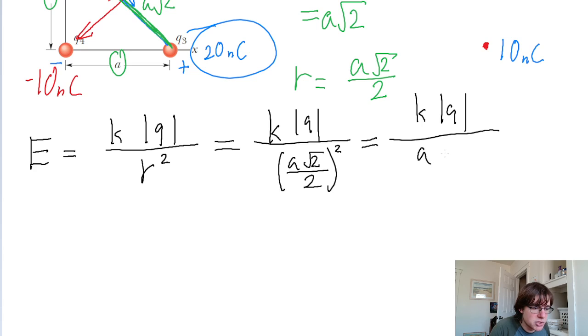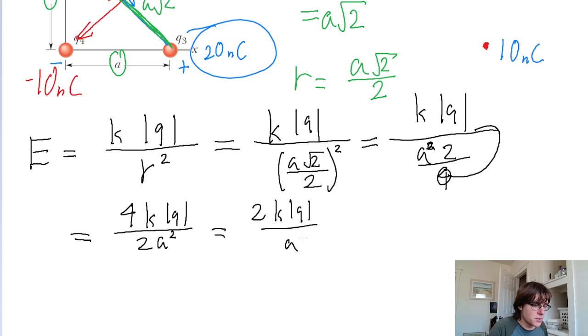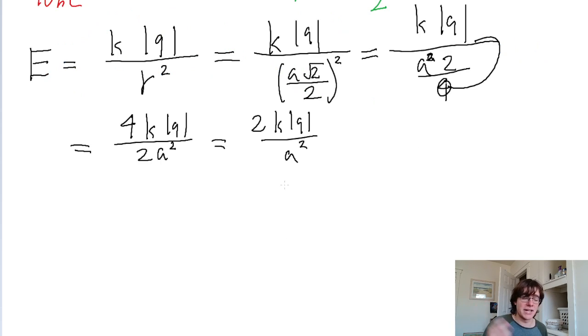This becomes a squared times radical 2 squared, which is just 2, divided by 2 squared, which is 4, and then we'll bring this 4 into the numerator. So this is 4kq divided by a squared multiplied by 2. And the 4 can divide into the 2, so that it's just 2kq divided by a squared. Okay, I know that was a lot of steps to get to that, but we now have the form that we'll be using for the electric field for each of the two charges.